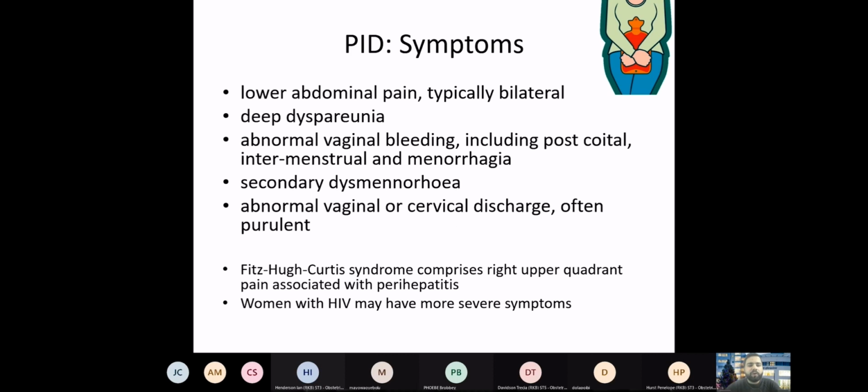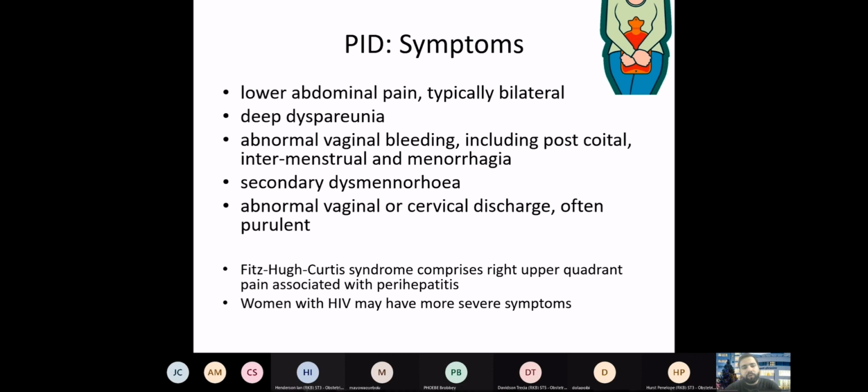Okay. The symptoms: most of the time, the most common picture is a lower abdominal pain, typically bilateral, but this can again be unilateral depending on where the infection is. If it's localized as an abscess on one side, then the pain would be on one side, but most of the time it's a low abdominal pain, typically bilateral.